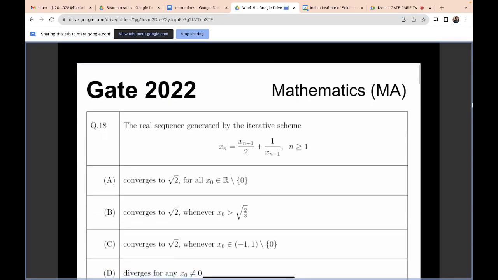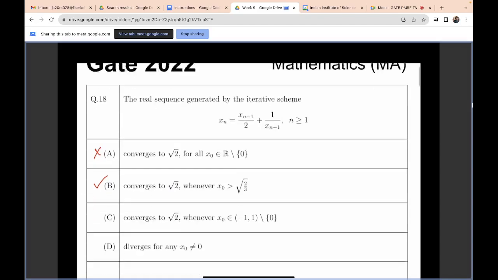First one is saying that the sequence converges to root 2 for all x0 in R minus 0. So option A is not correct, because if we take the x0 to be negative, it will not converge to positive square root of 2. It will converge to minus of square root 2. So the first one is false. The next one is saying that the sequence converges to root 2 whenever x0 is greater than square root 2 by 3. So this is true, because x0 is now positive, so the sequence will converge to square root 2. So option B is correct.